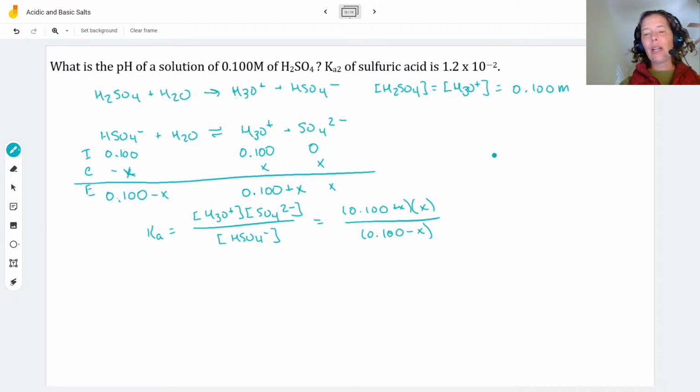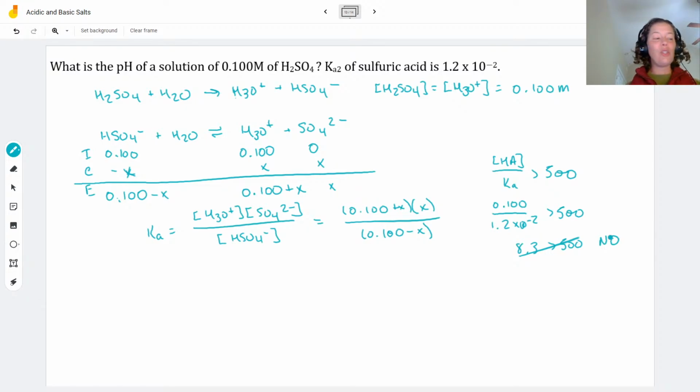All right, so we'll just do a quick test calculation. I can tell you we're going to have to use quadratic. If we take HA over our Ka and say, is that greater than 500, we have 0.1 over our Ka, which is 1.2 times 10 to the negative second. We're hoping that's greater than 100, but this is actually 8.3. So this quantity is not right. That's a big fat no, which means we need to use quadratic.